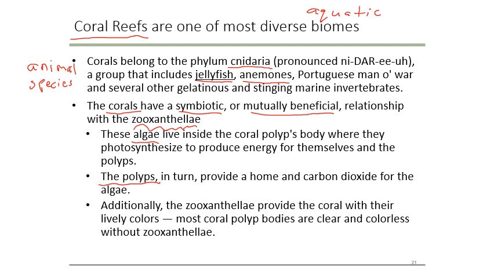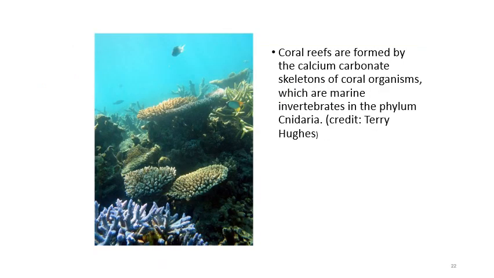So if I ask you on the test what two species the coral reefs are composed of, you know that it's the coral polyps and the algae living together. And here we're seeing the picture of the coral reefs. Coral reefs are formed by the calcium carbonate skeletons of coral organisms. And when the coral organisms die, they give off the calcium.